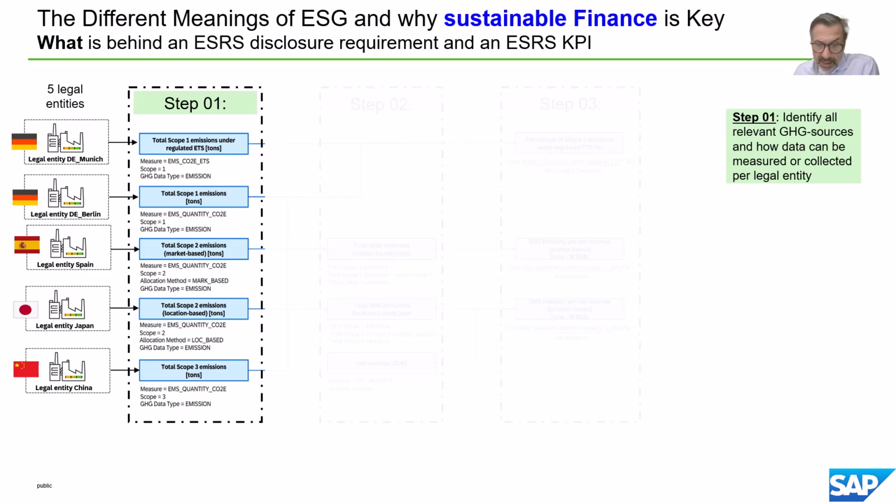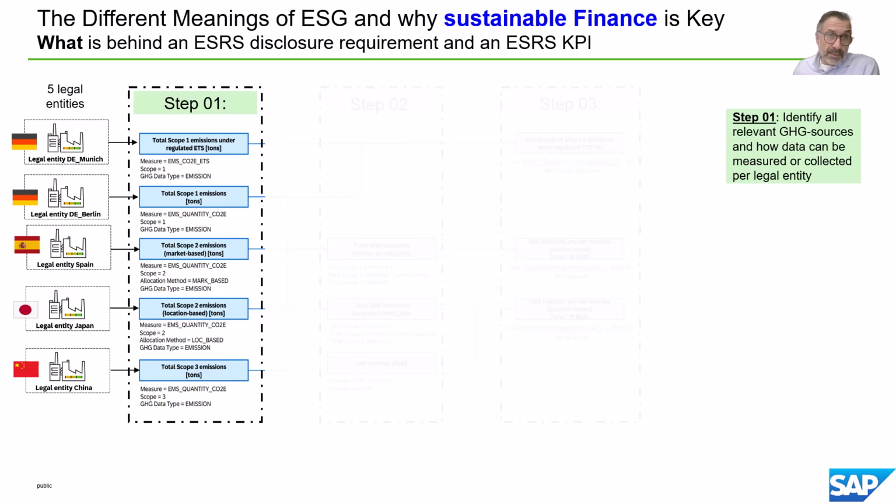First, he has to make himself aware how he can collect this data based on the specific situation in his legal entity. Again, first step: identify all relevant greenhouse gas sources per legal entity and make yourself clear how this data can be measured or collected per legal entity.